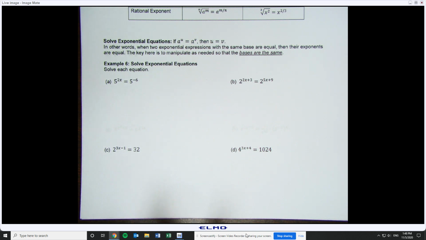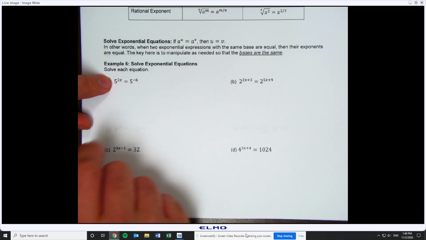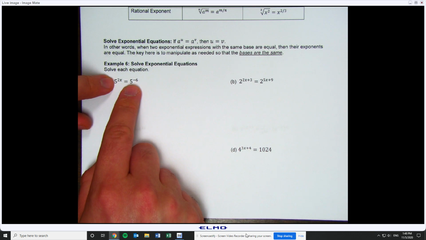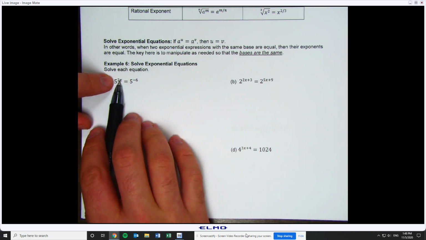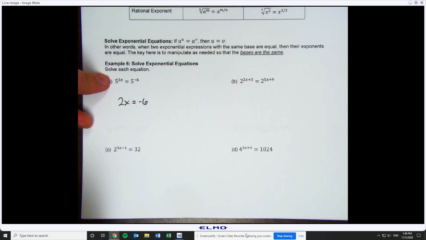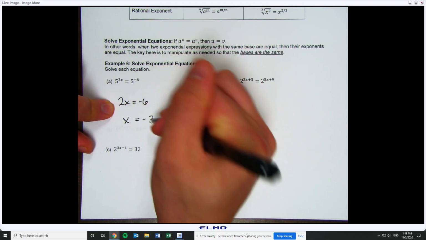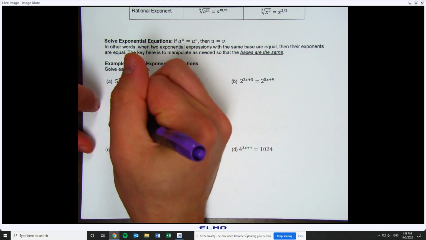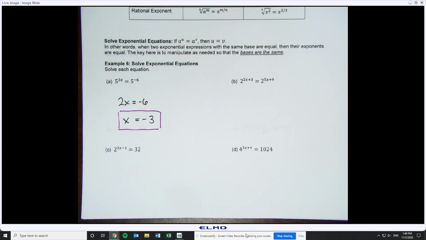But there's extra stuff to do, obviously. So take a look at this first one. Right here, I always start, are the bases the same? In this case, yes. I have base 5 equals base 5. That means all I have to do is say 2x equals negative 6 because the bases are already the same. Now divide both sides by the 2 and we get x equals negative 3. And that's it. That's the answer. If the bases are the same, set the exponents equal to each other.